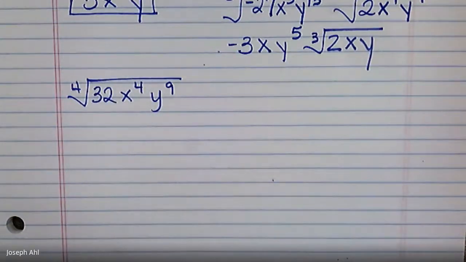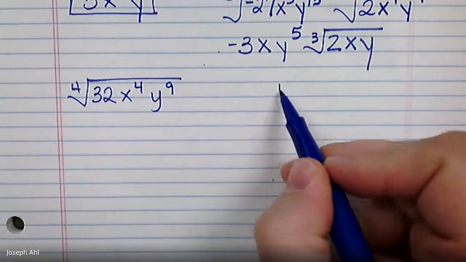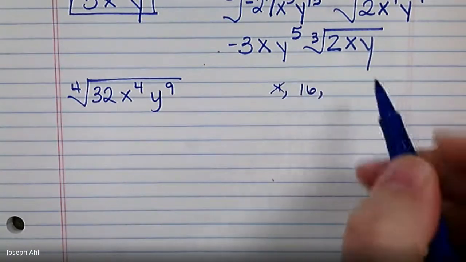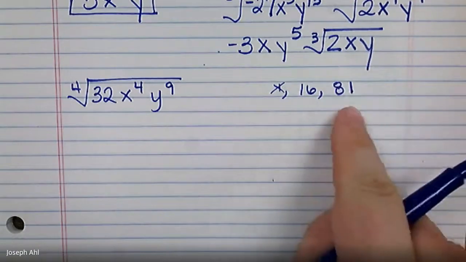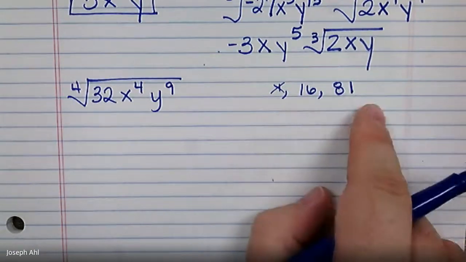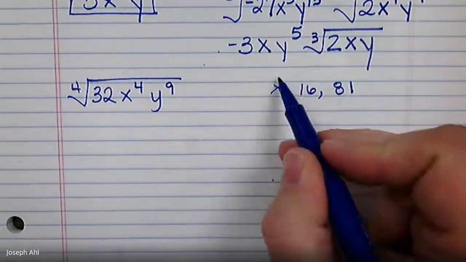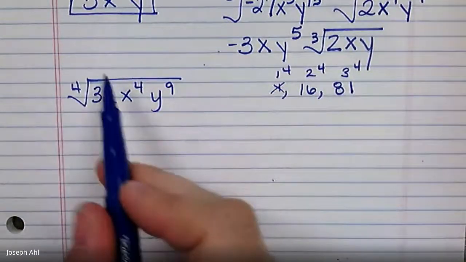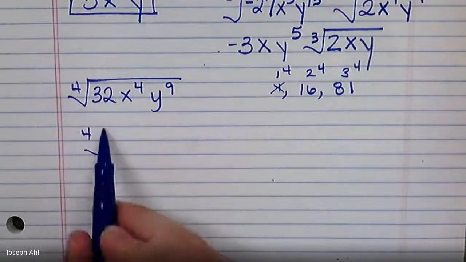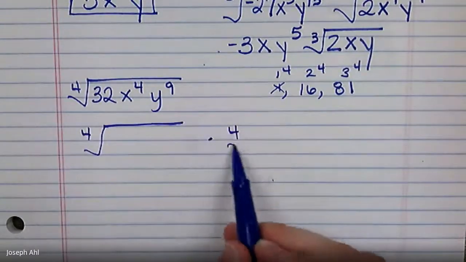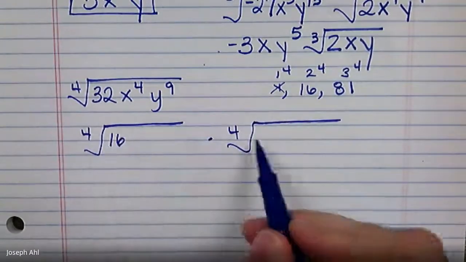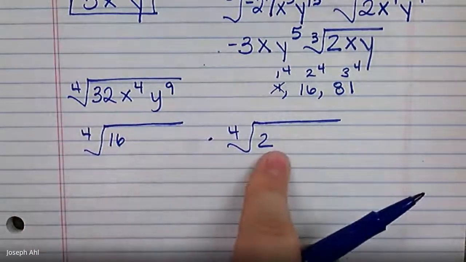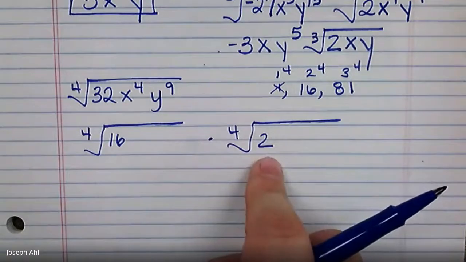So when I think about things to the 4th power, 1 to the 4th is 1, which we don't really care about. 2 to the 4th is 16. 3 to the 4th is already very large. It's 81. So when I'm thinking about that list of things to the 4th power, 1 to the 4th, 2 to the 4th, 3 to the 4th, 16 does go into 32. So when I break this apart, 16 goes in twice. So here's going to be the one that perfectly comes out nice. This is going to be the part that's still left under the 4th root.